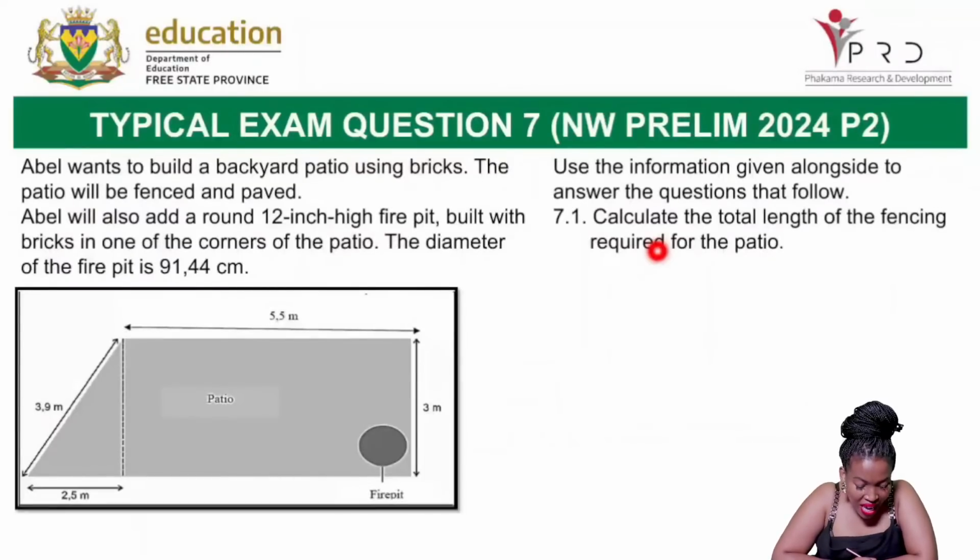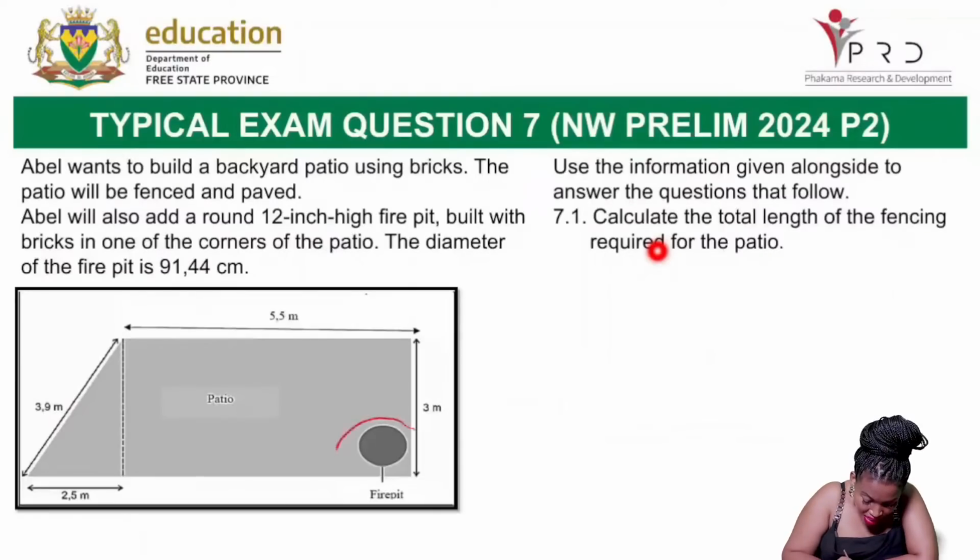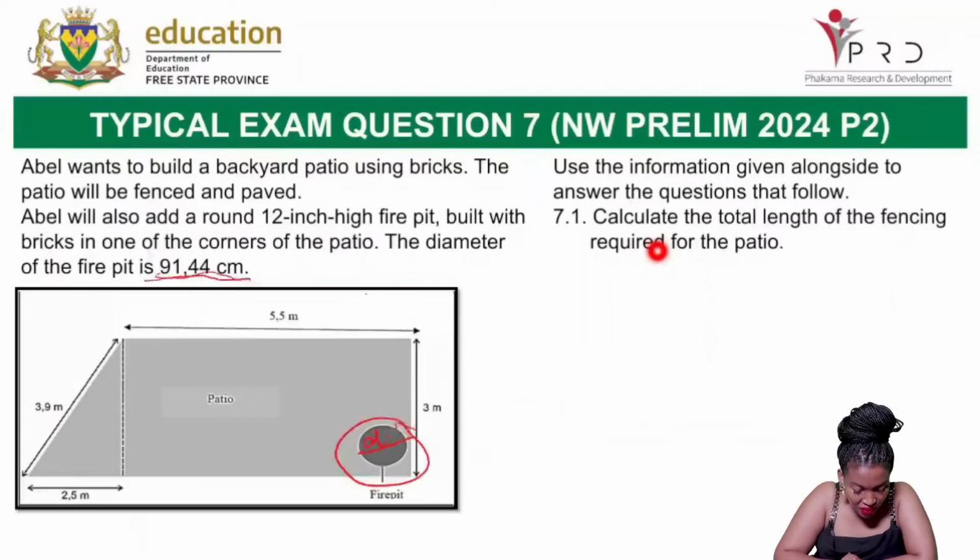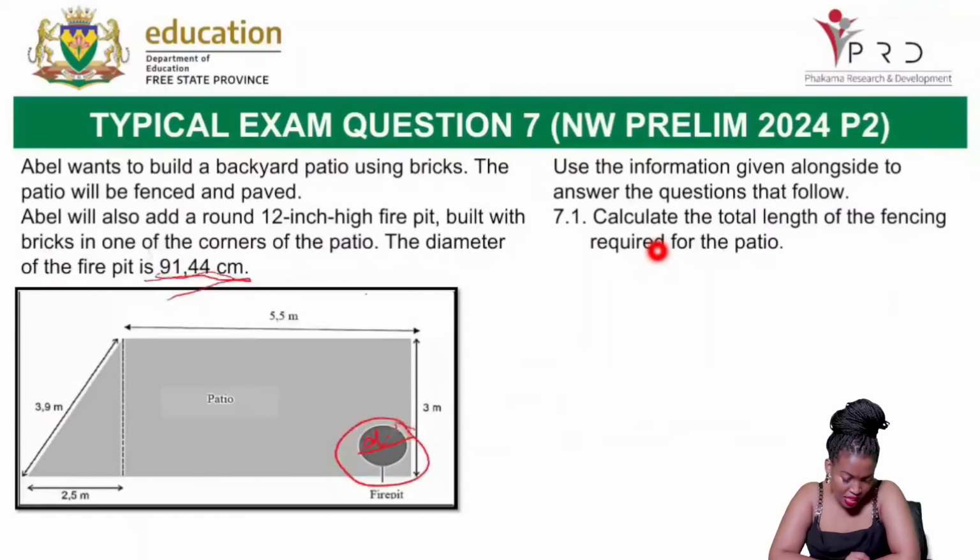The next question. Abel wants to build a backyard patio using bricks. The patio will be fenced and paved. Abel will also add a round 12-inch high fire pit built with bricks in one of the corners of the patio. So here is the fire pit. The diameter of the fire pit is 91.44 centimeters. Because the fire pit is a circle, it has a diameter. The diameter is given as 91.44 centimeters.